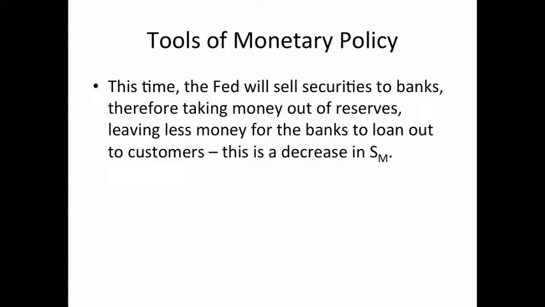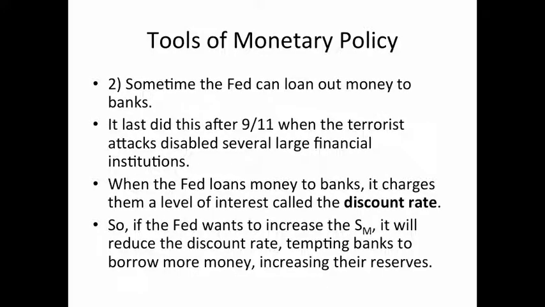So selling securities or bonds to the banks takes money out of the bank's reserves, leaving less money for the banks to loan out to customers. That is a decrease in the supply of money. So that's the first thing the Fed can do. Whether they're buying or selling bonds, it is called open market operations. And that is the first tool and really the only tool that the Fed uses.